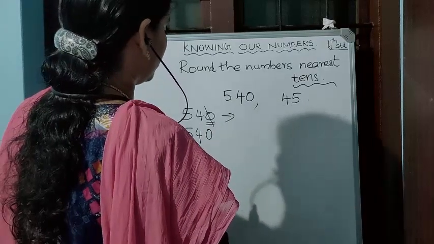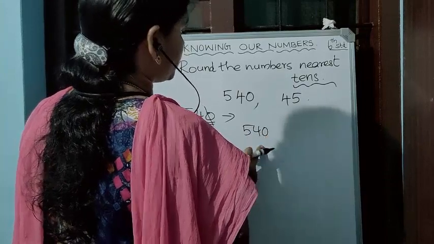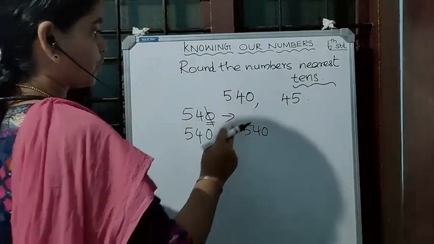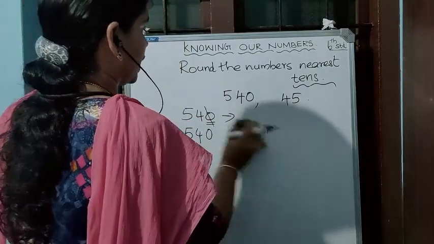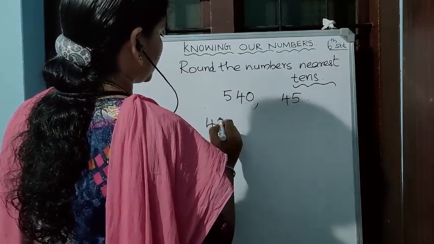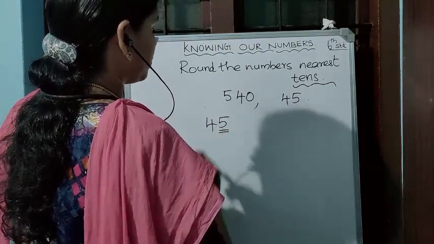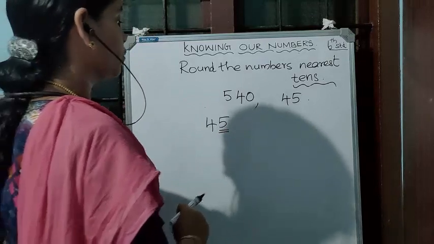Okay. So, 540 is approximate to 540 itself. Here 40 comes. Okay. Next one is 45. Here the ones digit is 5. So what will we do?